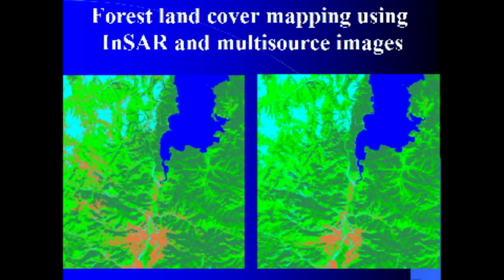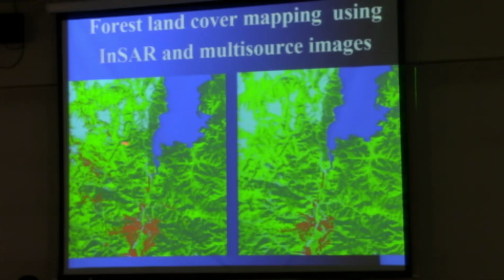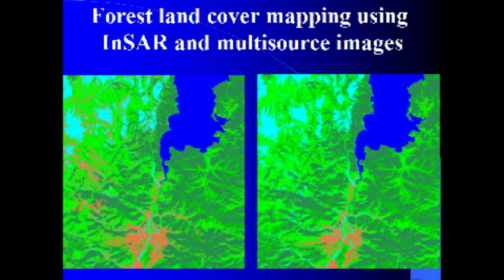Well, if we look at the result of the InSAR datasets, there is a high overlap between different classes, and if you look at the results of the multi-source images, the overlapping classes or their classification accuracies have been greatly improved compared to the single use of InSAR datasets.